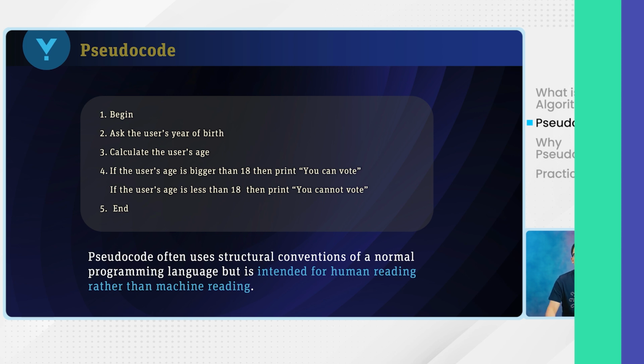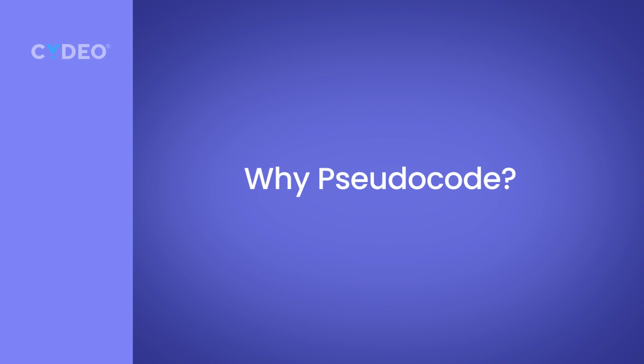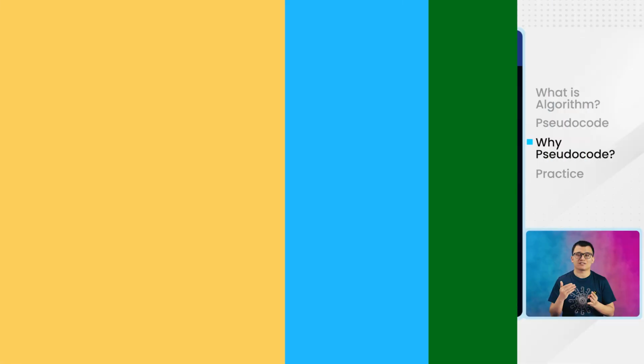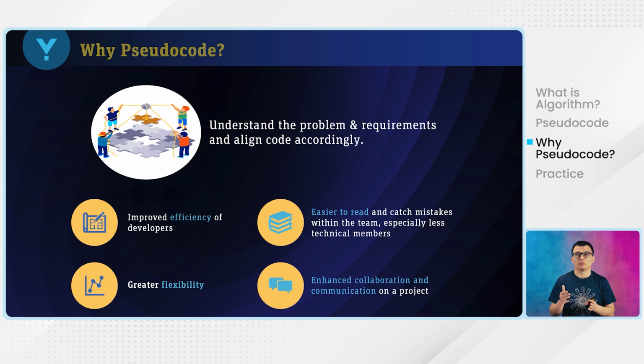So why should we use pseudocode? What benefit is it actually giving us in terms of solving a problem? Well, understanding the problem and the requirements of the problem is essential for solving any problem or task. Pseudocode can help us improve efficiency and makes it easier to read and catch mistakes in a program. It also provides greater flexibility. Plus, it enhances collaboration and communication on the project. For those reasons, we need pseudocode.